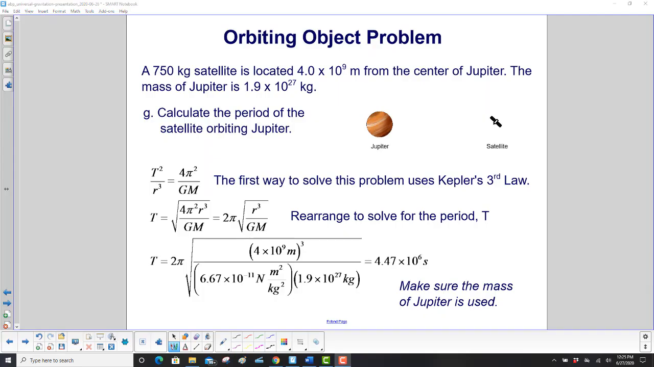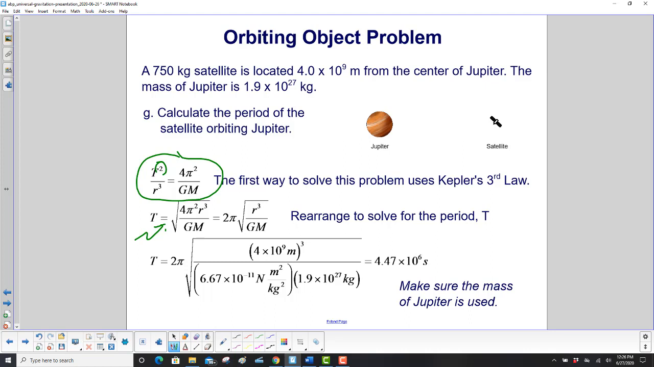We'd like to calculate the period of the satellite. Once again, there'll be two ways to do it. First, let's use Kepler's third law, and we want the period, so we'll multiply both sides by r cubed, and then take the square root, right, because this is T squared. So you get T is equal to 4 pi squared r cubed divided by GM.